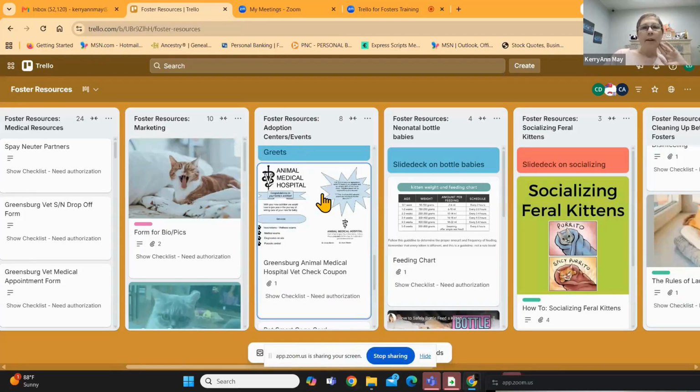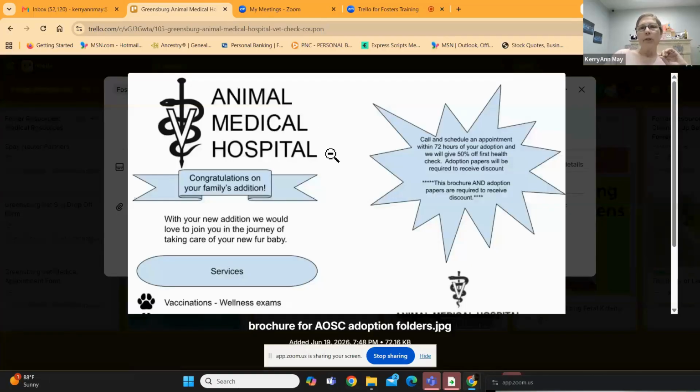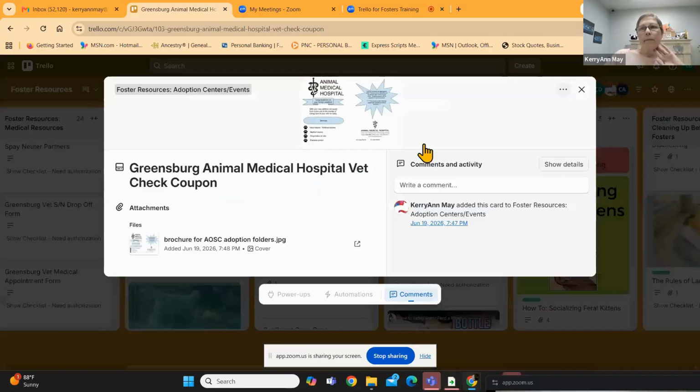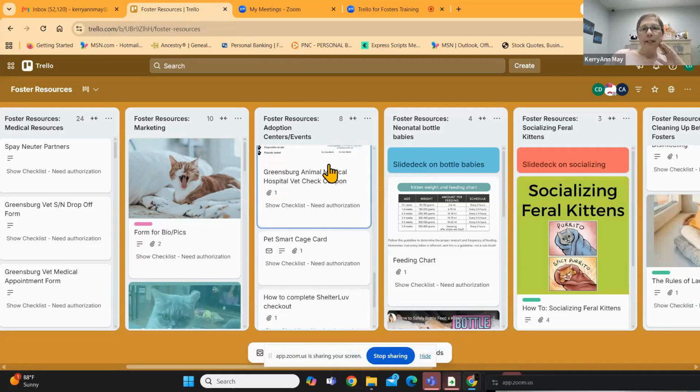Animal Medical Hospital is now offering 50% off the first exam if they schedule an appointment within 3 days of adoption. So those are in most of the adoption kits now, or the adoption folders. So that's a really nice development.